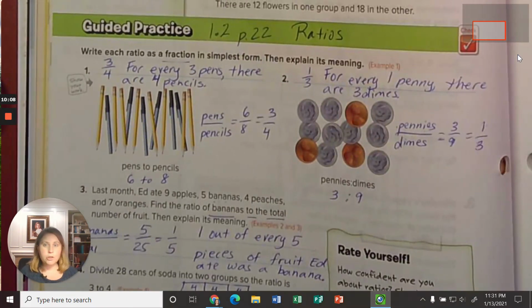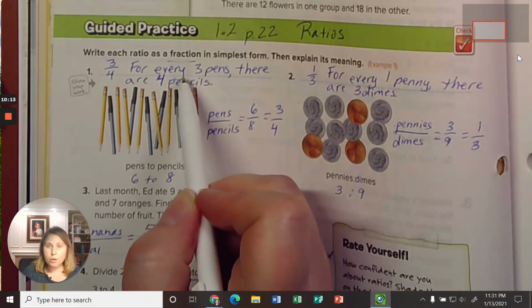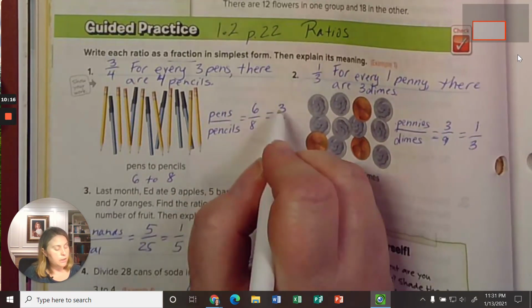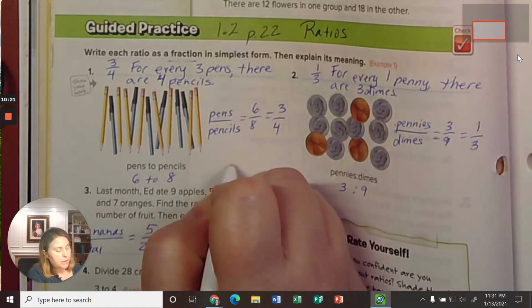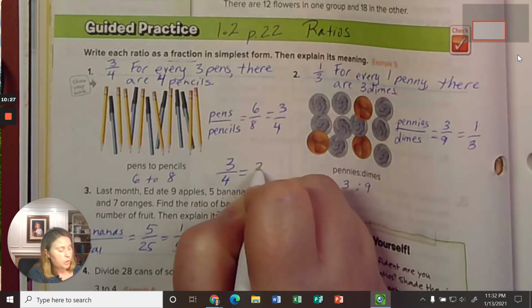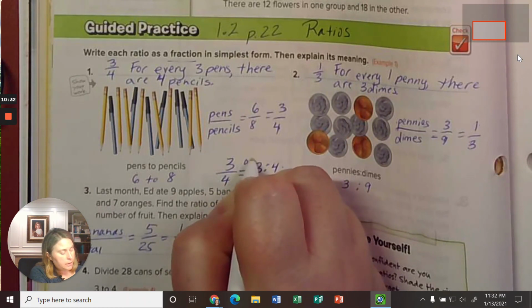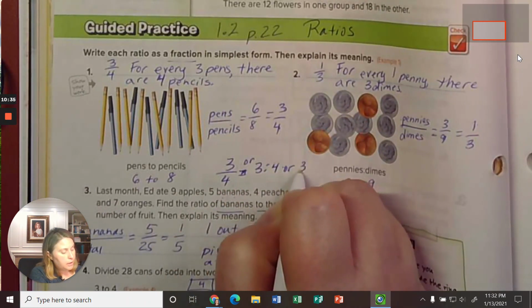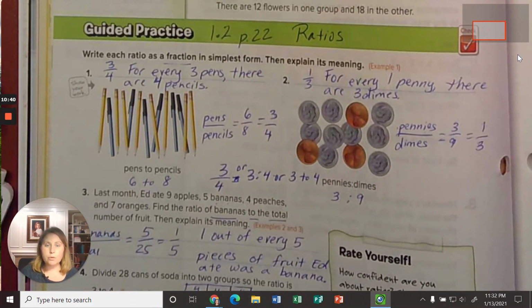Okay, and again, this specific set of directions told us to write these as fractions, but as you know from our notes, we can also write these differently. So here it is as a fraction, but if your directions didn't specify, you could write it as 3 to 4, you could write it with the colon, 3 to 4, or you could use words. So those are all really great, acceptable ways of representing a ratio, the relationship between two categories of numbers.